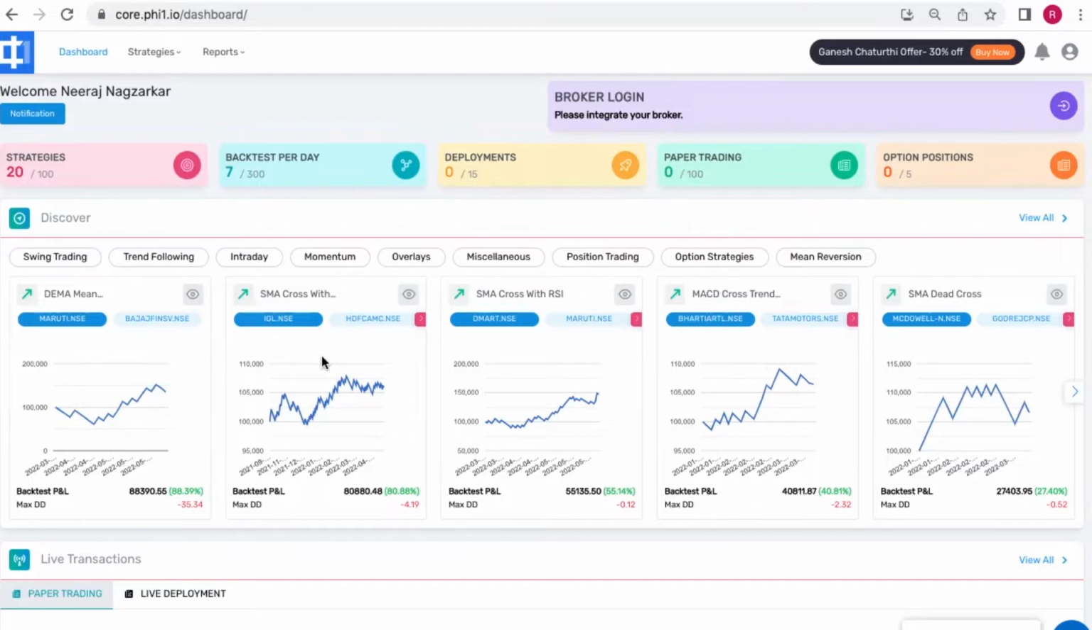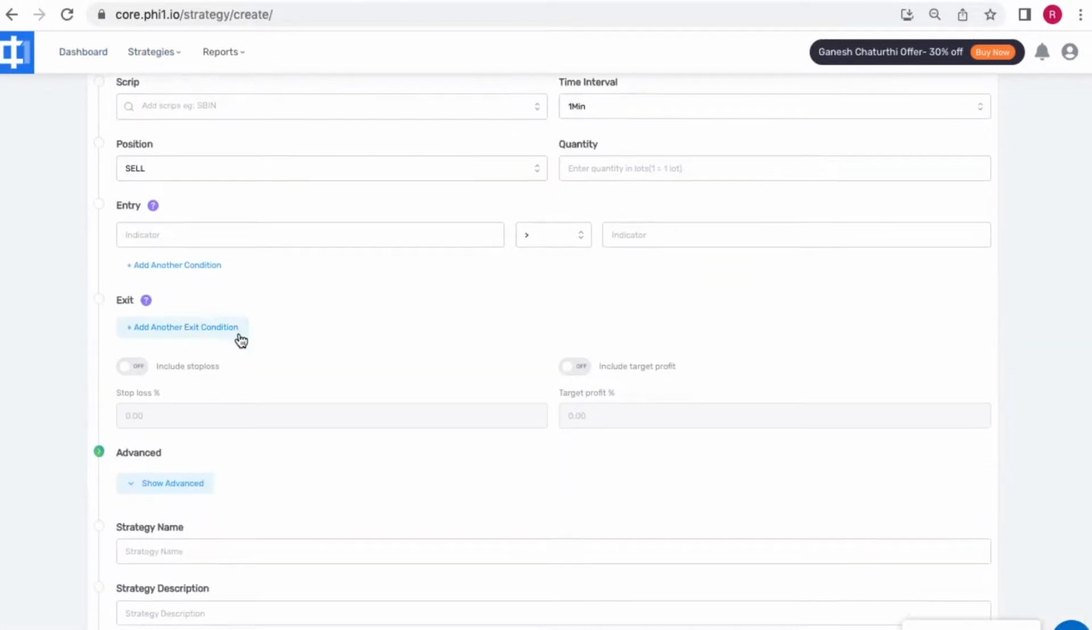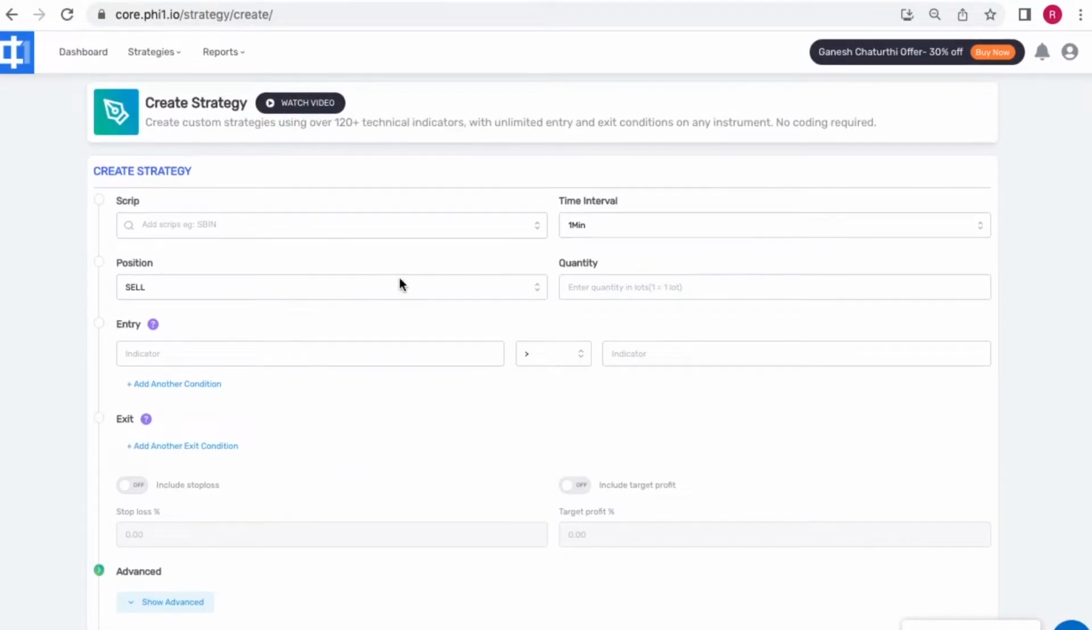Now let's create the strategy on PHI. Log on to the platform, go to strategies, click create strategy. What you see here is a no code template based strategy creator. You can use over 120 indicators here, and there are no limits on the entry and exit conditions. Let's start adding the scripts.